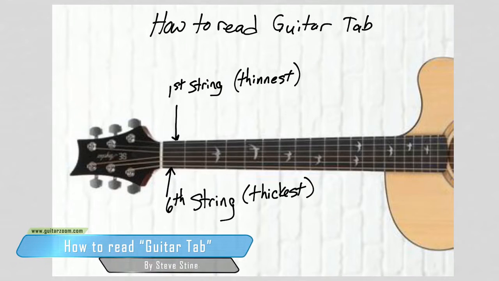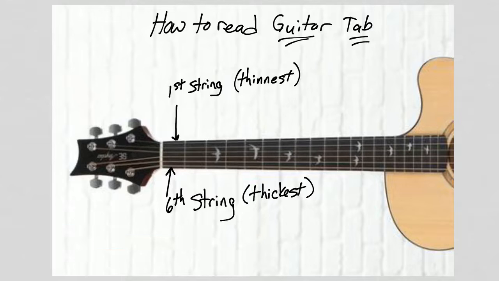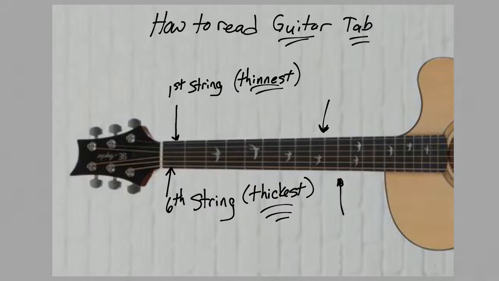Okay, so the first step in learning how to read guitar tab or guitar tablature is that we need to understand that when we're reading it, we're going to read left to right like we do with a book, with our thick string being on the bottom of the page and the thin string being on the top of the page. So it would be somewhat similar to looking at the guitar in front of you like this, with the thick string on the bottom and the thin string being on the top. So this is the first step here.